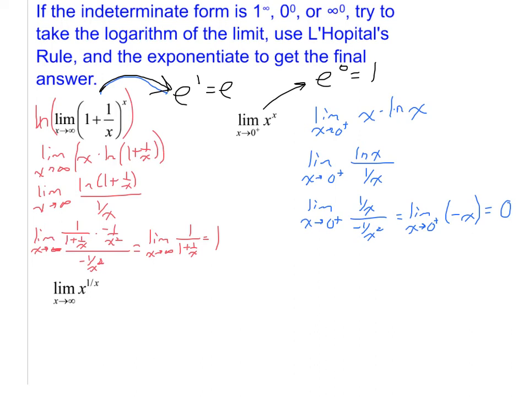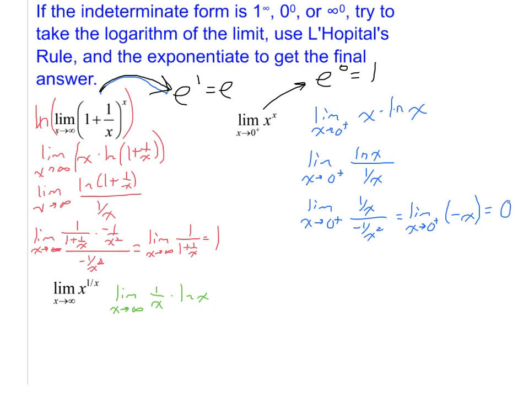And for a final example here, I've got the limit as x approaches infinity of x to the 1 over x. So this would be infinity to the 0 power. So I'm going to take the logarithm and do the limit as x approaches infinity of 1 over x times the natural log of x. Well, this is now 0 times infinity. That's another indeterminate form, but still not in the form I need it in.